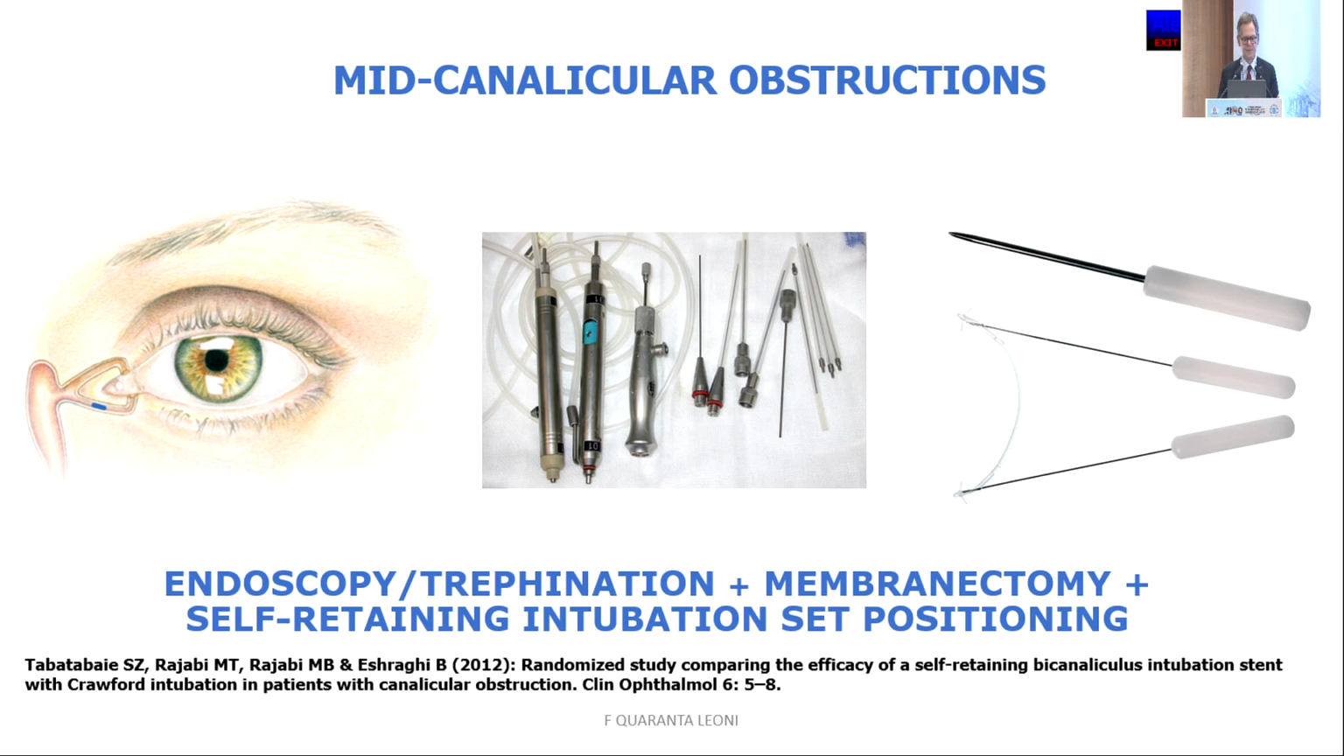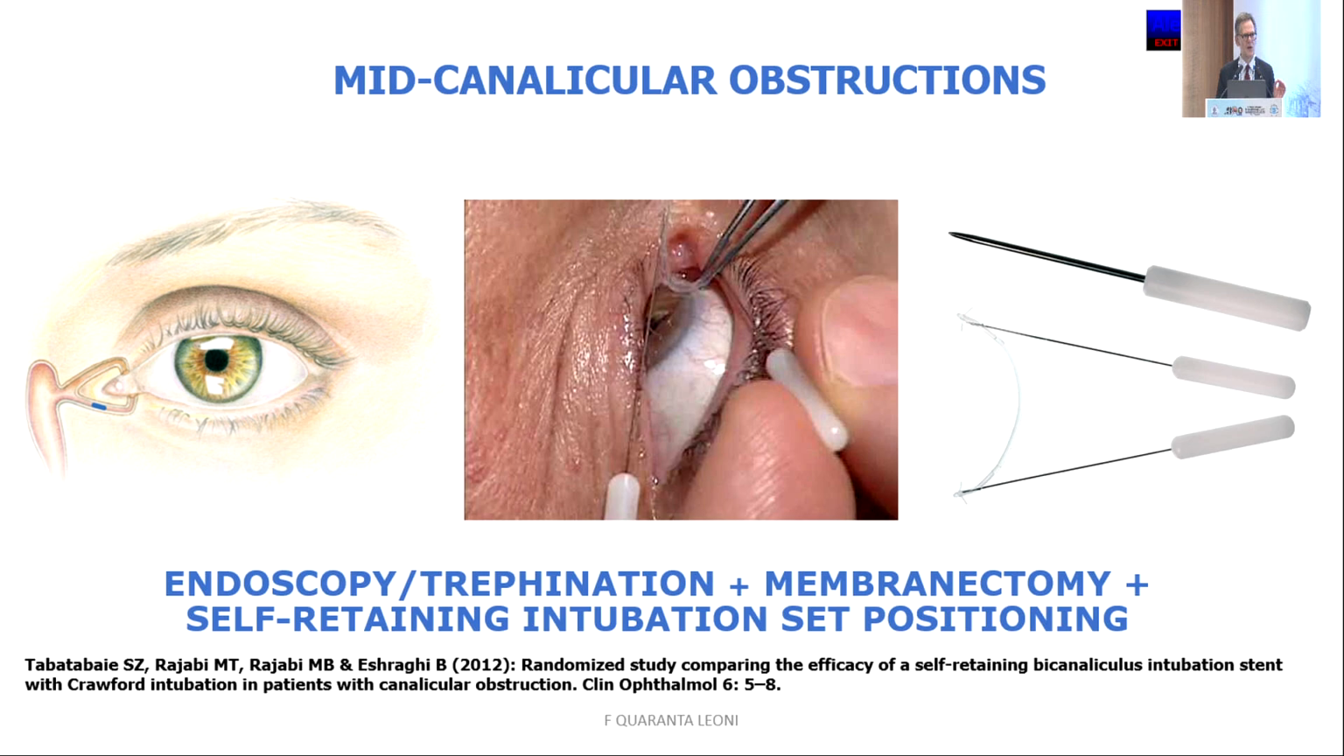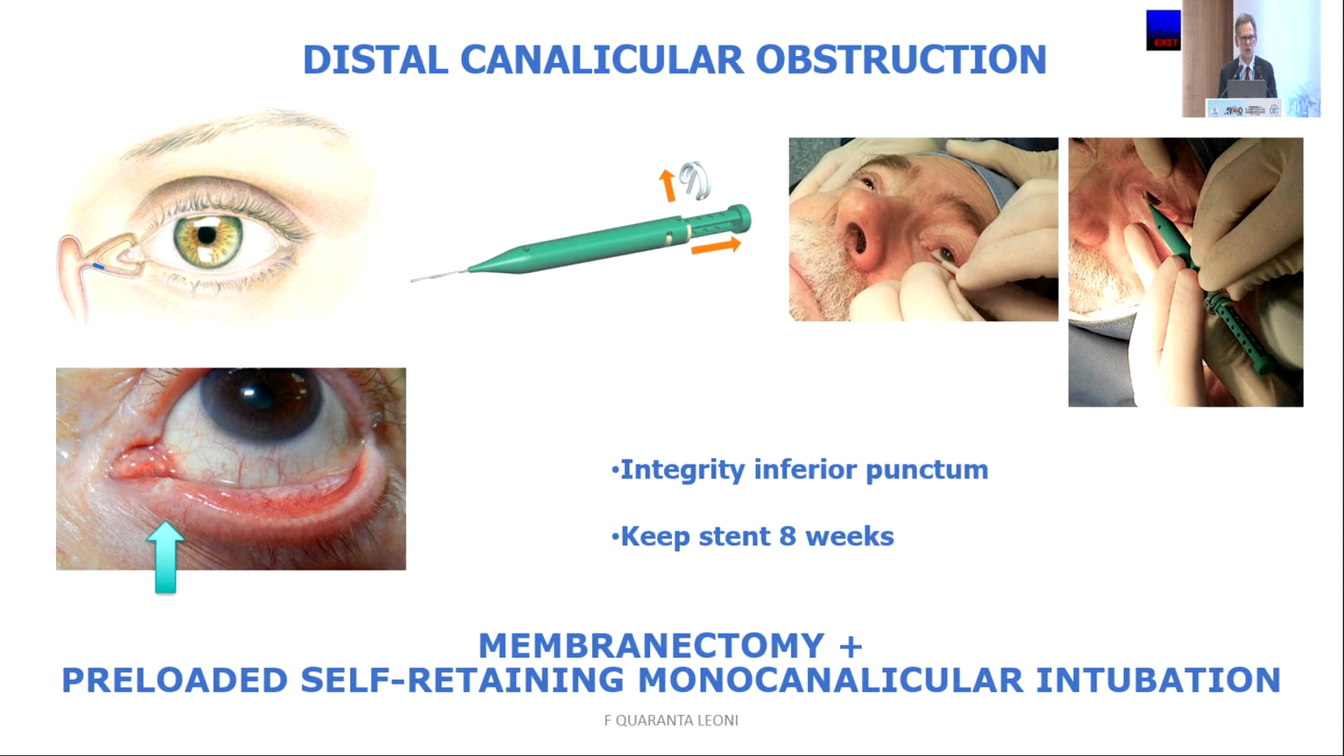That's very easy, as I mentioned, and you have to have the lower punctum intact, so you don't have to perform a three-snip procedure before. When you have a distal canalicular obstruction, what I find very effective is this set, which is a preloaded self-retaining monocanalicular intubation set, because you can trephine and place the silicone stent automatically in just one go.